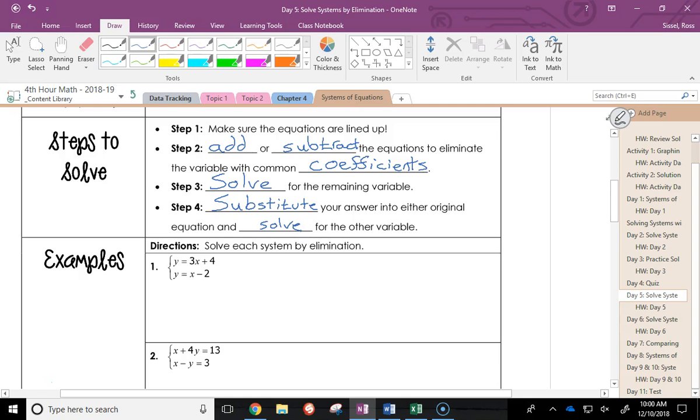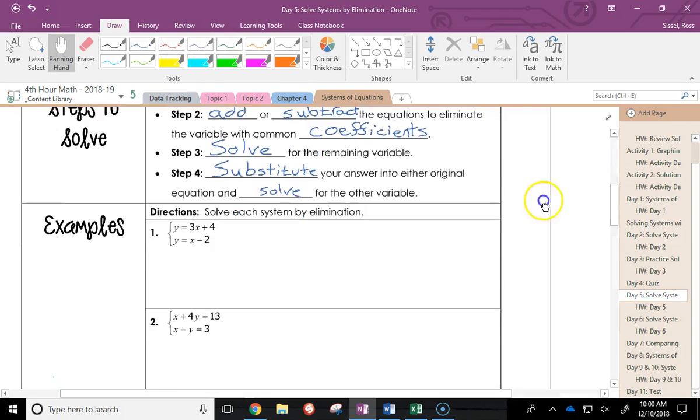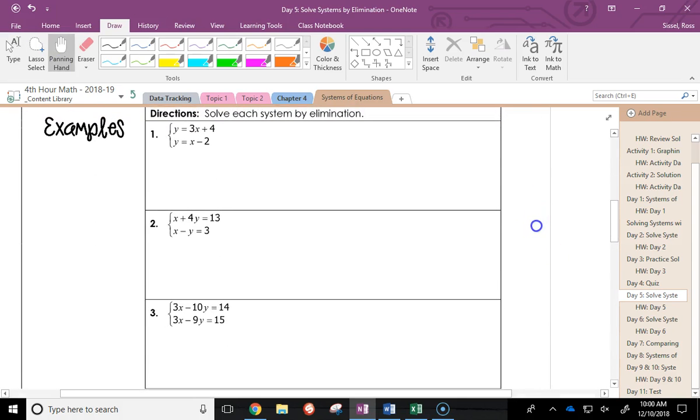Okay, so here's how we're going to work this. Okay, so everyone's going to do this together. We're going to do a number of examples together as a class. I'm going to do this, then we're going to do it, and then I'm going to give you homework for you to do by yourself. So make sure you're following along.